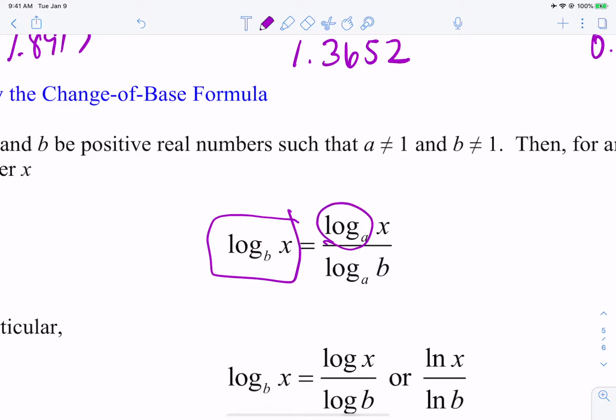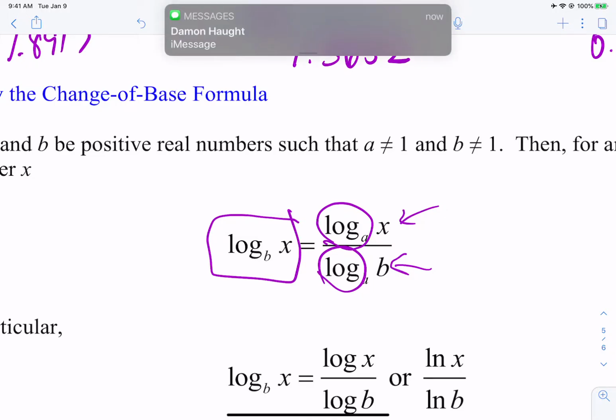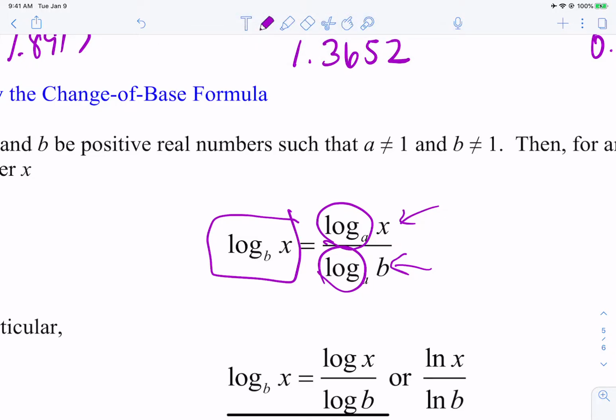You will notice that these two match. Here is my inside number. Here is my little base. I've heard some people say the log of the tall over the log of the small. Let's see if that helps you remember it.